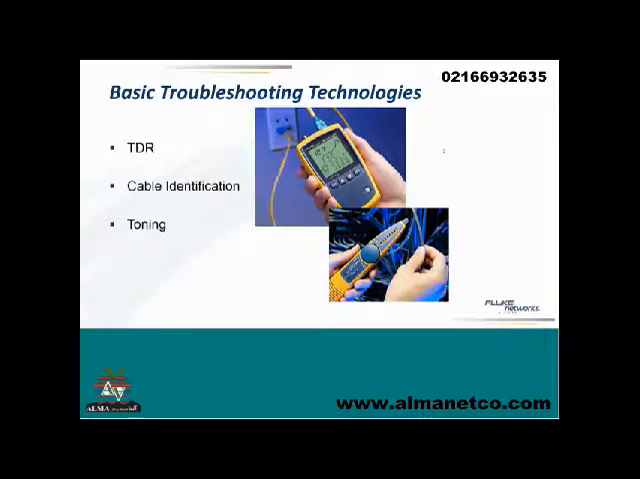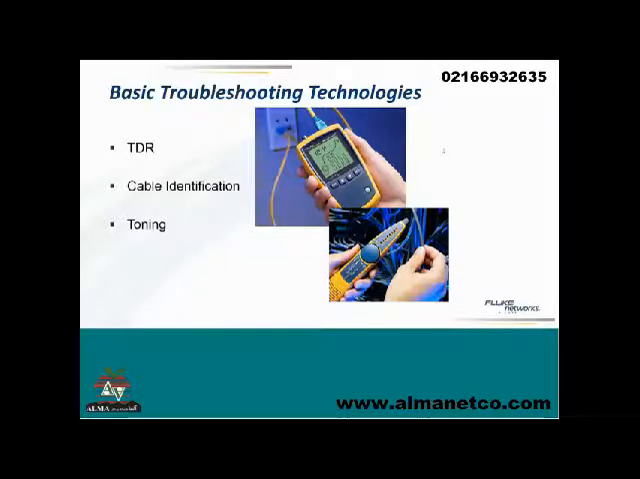And finally, toning. Toning injects a signal onto the cable that's unbalanced, that makes a lot of electromagnetic noise, and then you can use a probe like the one you see here to actually trace along the length of the cable, and you'll hear the tone. As you get closer to the cable, the tone gets stronger. That's a really powerful tool for troubleshooting, especially very messed up wiring closets. But even in a patch panel, it can help you identify which jack goes where.